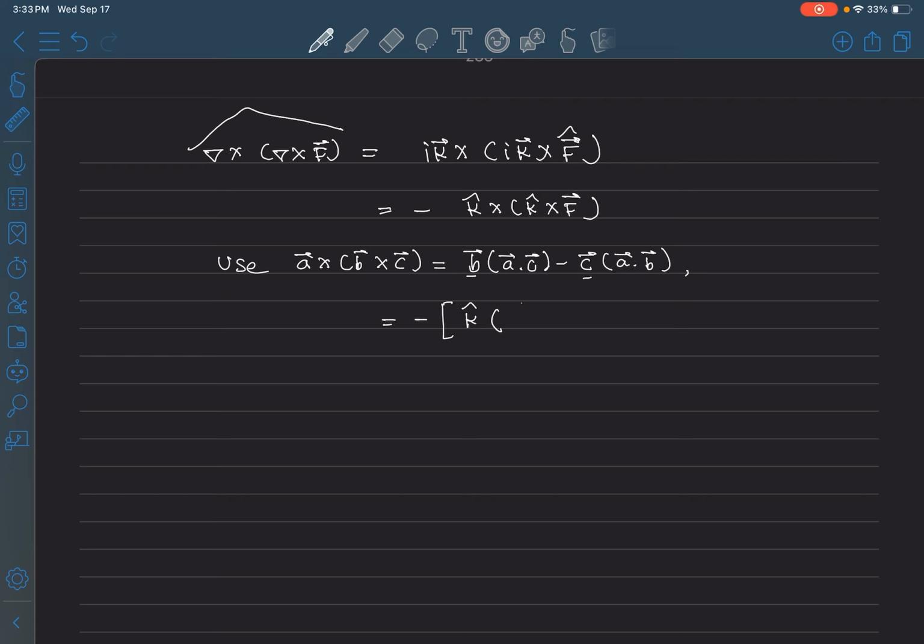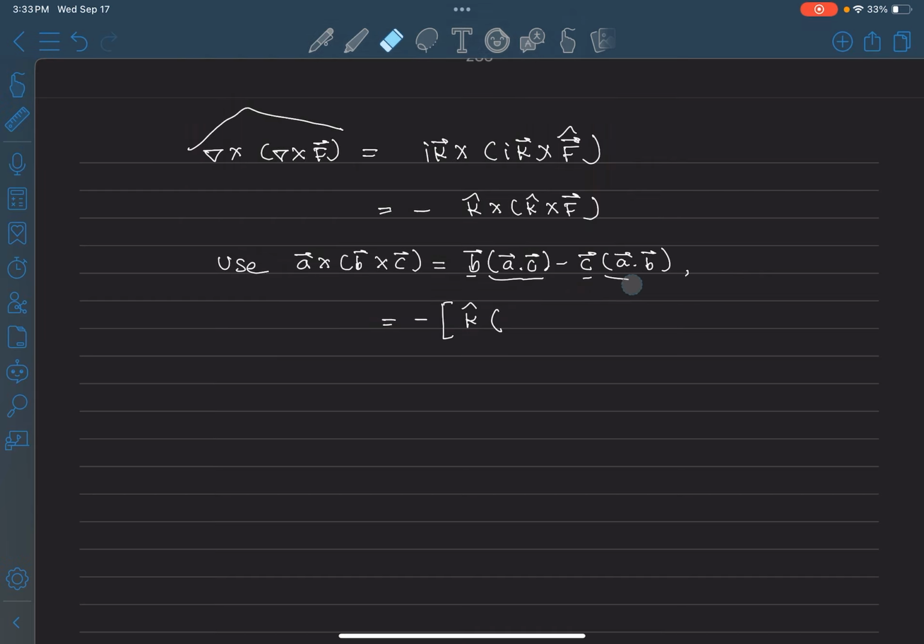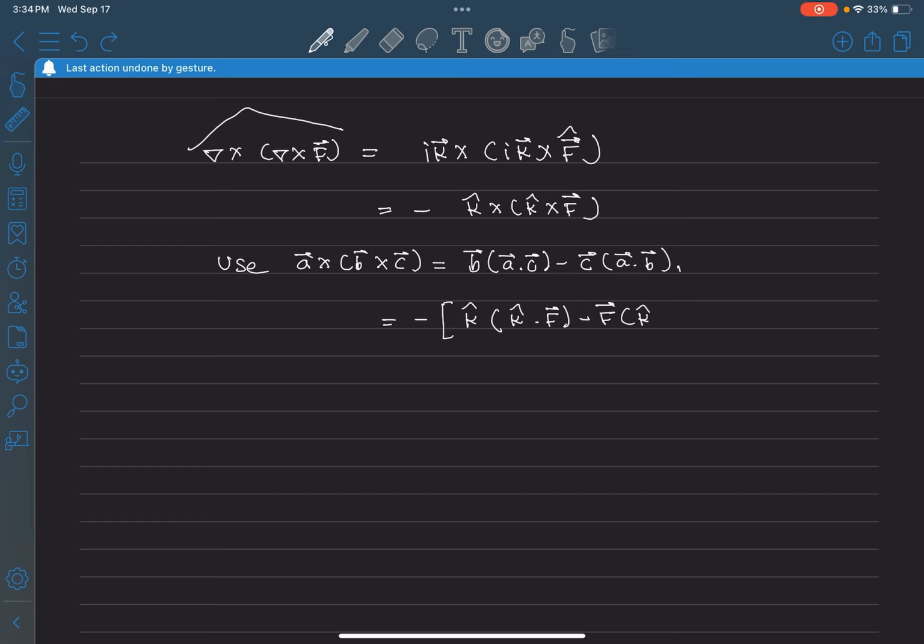And also note that these are just some scalars for the B vector and C vector. B vector and C vector are actually vectors, and these are just numbers that will be in front of them. So B is the k vector in this case, and then k vector dot F vector, minus C is the F vector in this case, and then k vector dot, I can write k vector like this instead of with a hat.